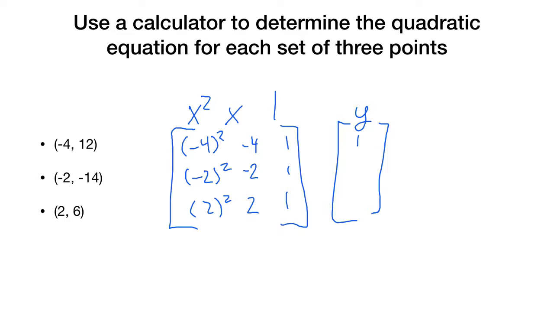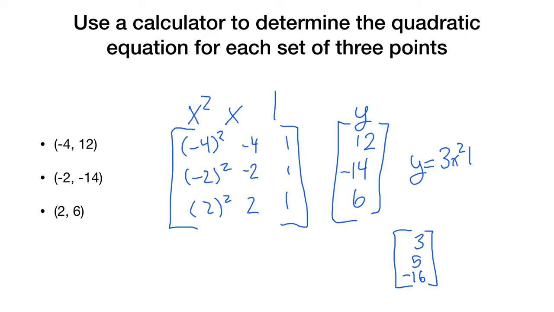12, negative 14, and 6. When I put those into the calculator, I end up getting 3, 5, and negative 16, which means my final equation is y equals 3x squared plus 5x minus 16. It's that easy. But what if we wanted it to be even easier?